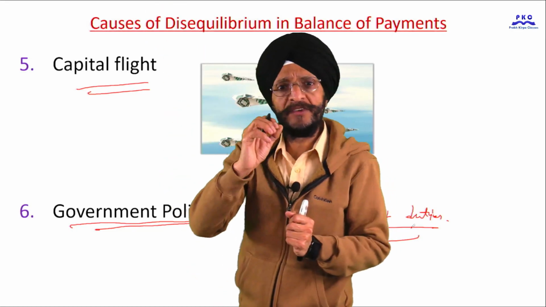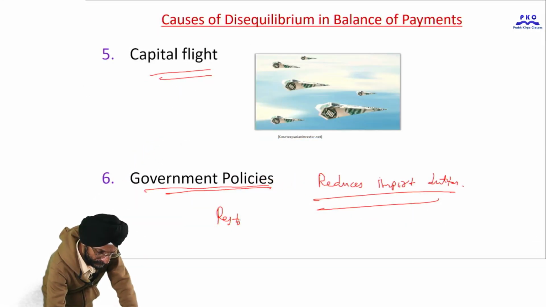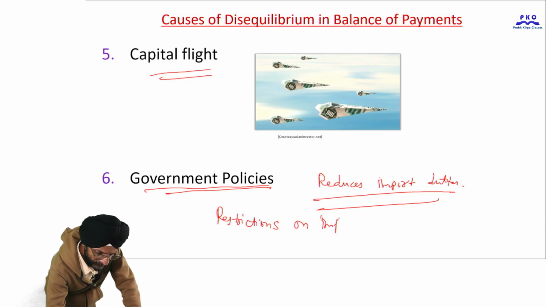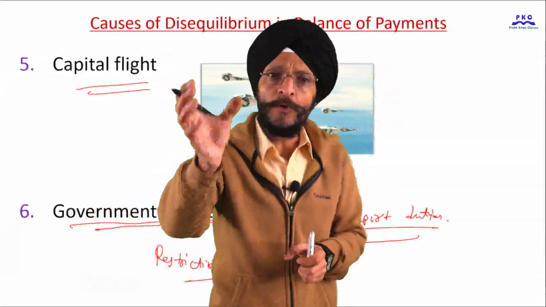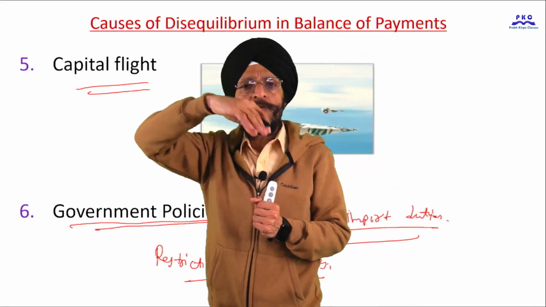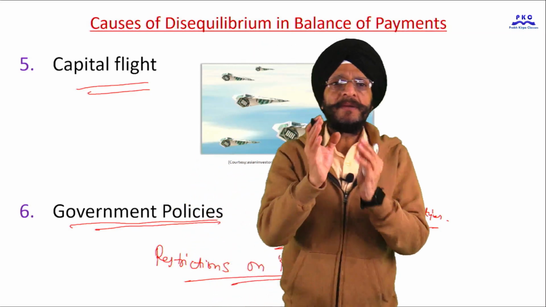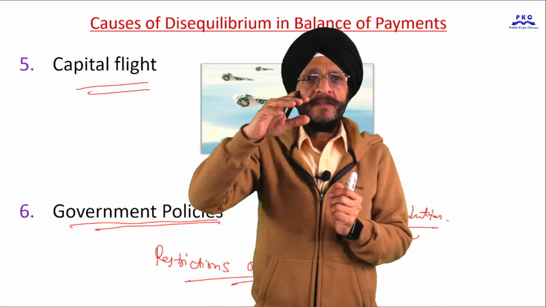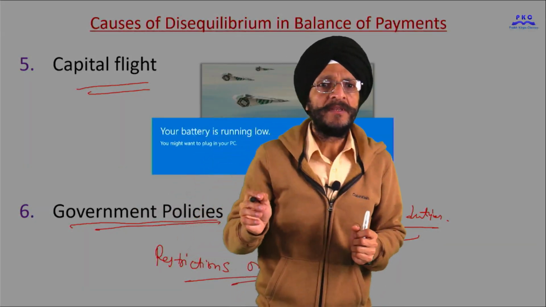If the government of the country puts restrictions on imports, what will happen? The imports of the country will reduce. That is, the outflow of foreign exchange will reduce. So in this way, there is a difference in the balance of payments.